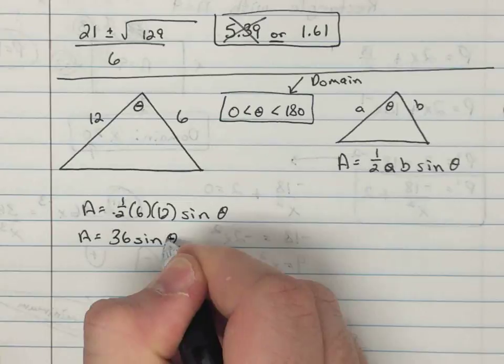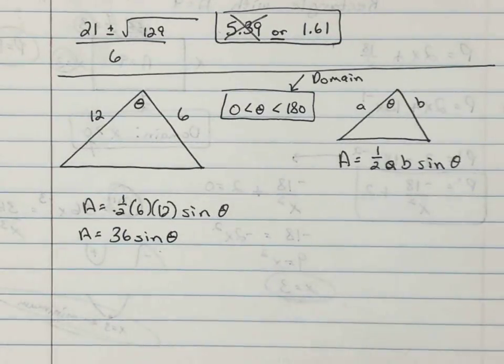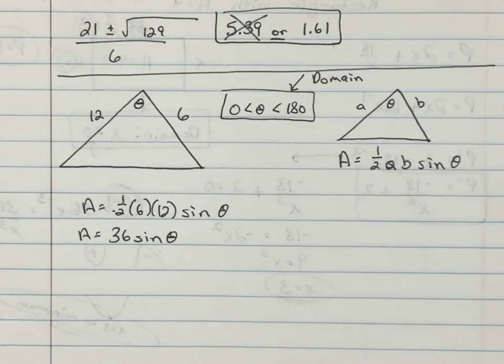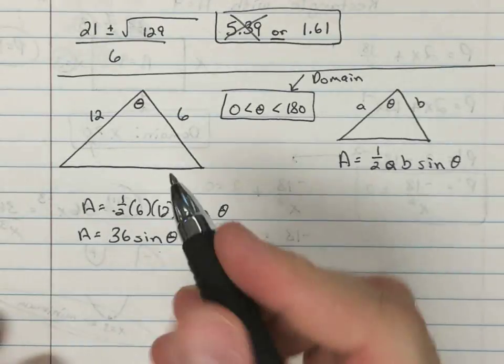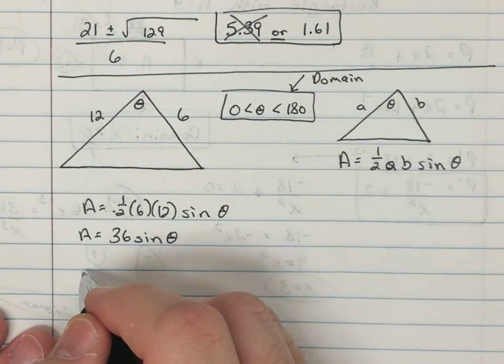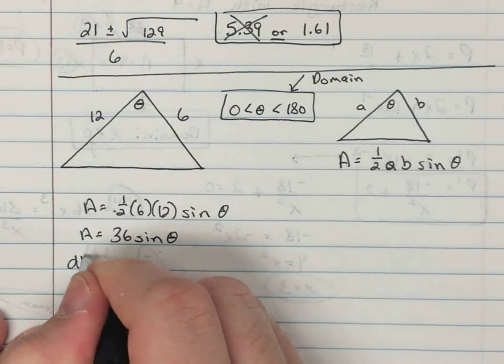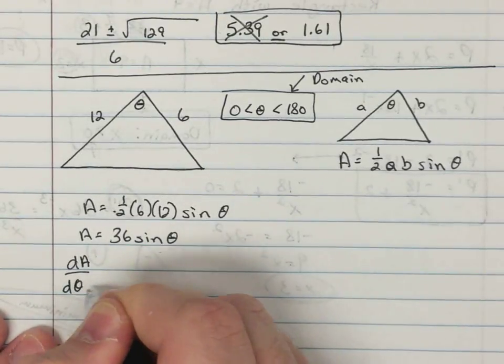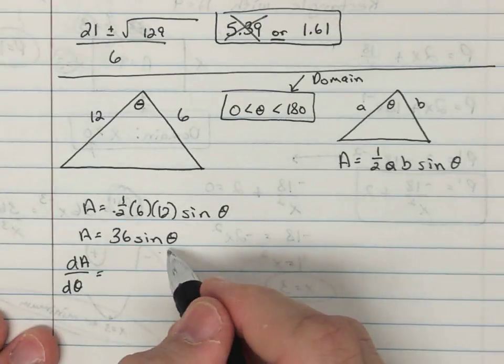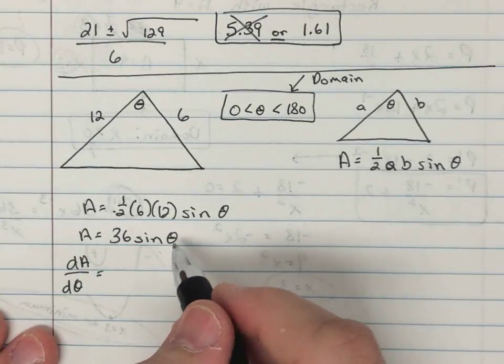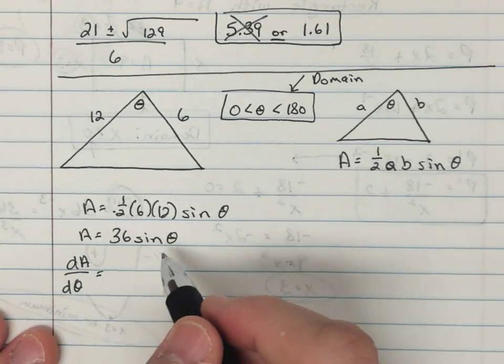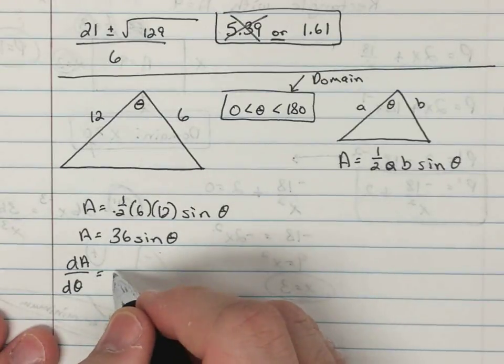So if I knew what theta was, I could actually plug it in right there and I've got the area. But I don't. We're changing theta. We're trying to figure out what values of theta would give me smaller or bigger areas. So here we go. We're going to actually find the derivative, and we are finding the derivative with respect to theta, because that's my changing value. That's what we're looking to change here in order to get these different areas.